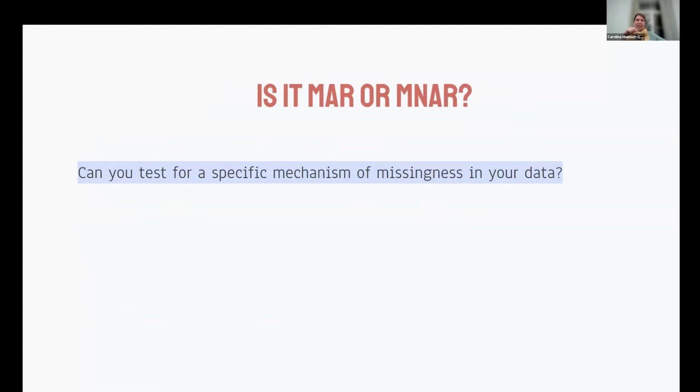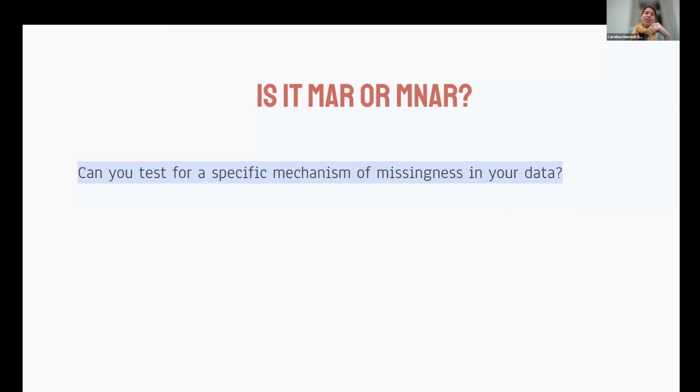So I already said, okay, in the missing at random case, so the case where the missingness is dependent on something that we have observed, we have many tools available. In the missing not at random case, it's a little bit more difficult. And now, of course, it would be great to know, if we have a data set with missing data at hand, if it's a missing completely at random scenario, or missing at random, or missing not at random scenario, of course.